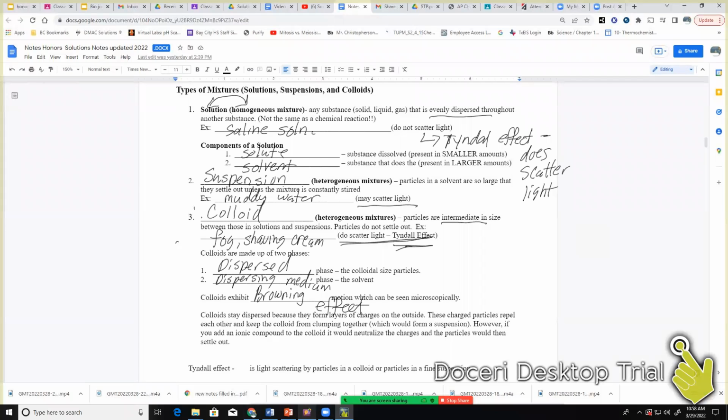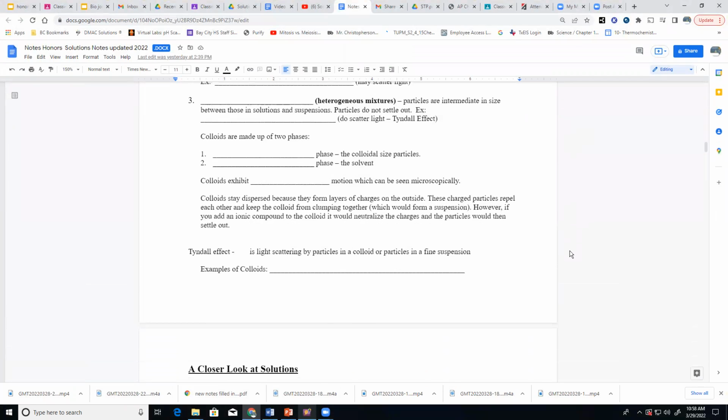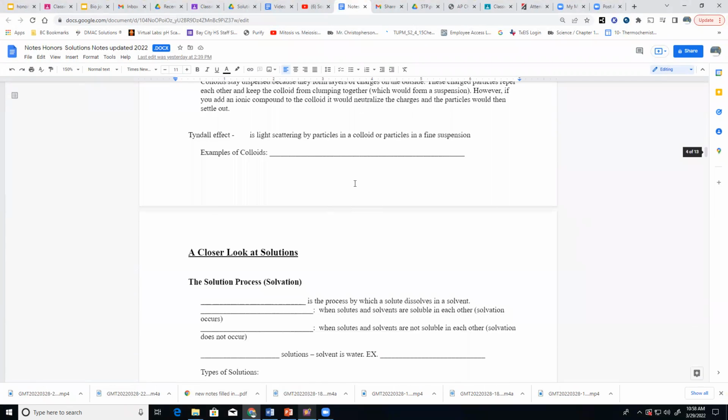All right. I think the last thing is Tyndall effect on the bottom there, which I think I already covered. And examples of colloids, we kind of already did that. So if you want to write Jell-O and fog again, you can. Under examples, I think we also did that up here.